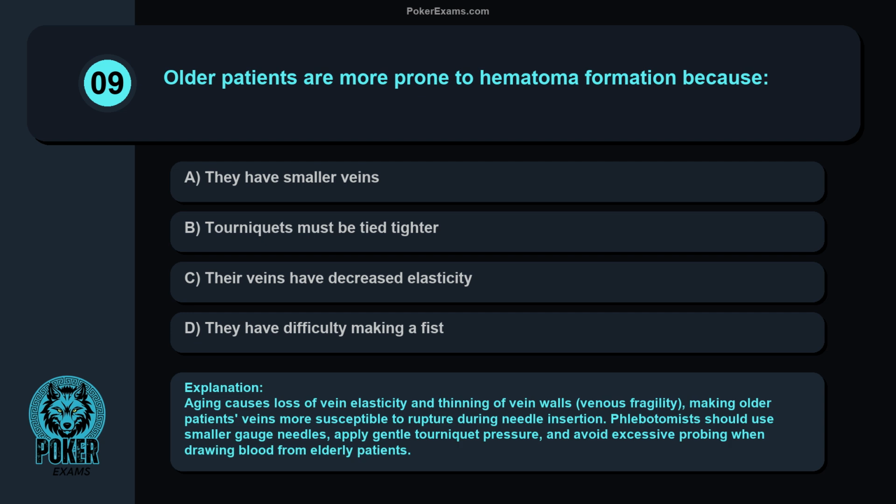Aging causes loss of vein elasticity and thinning of vein walls, venous fragility, making older patients' veins more susceptible to rupture during needle insertion. Phlebotomists should use smaller gauge needles, apply gentle tourniquet pressure, and avoid excessive probing when drawing blood from elderly patients.